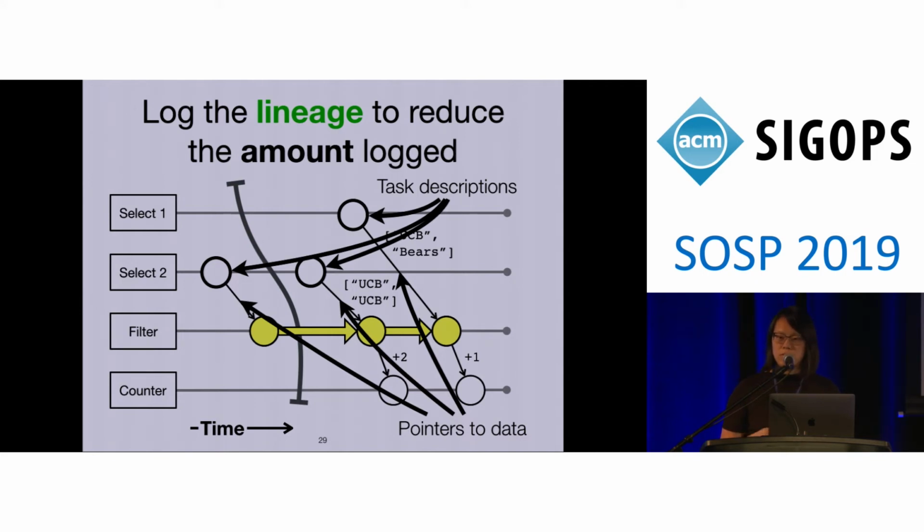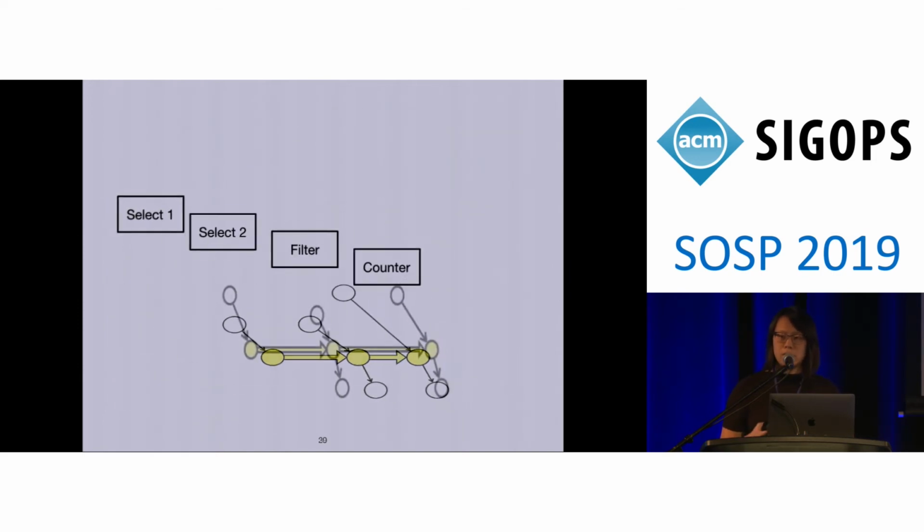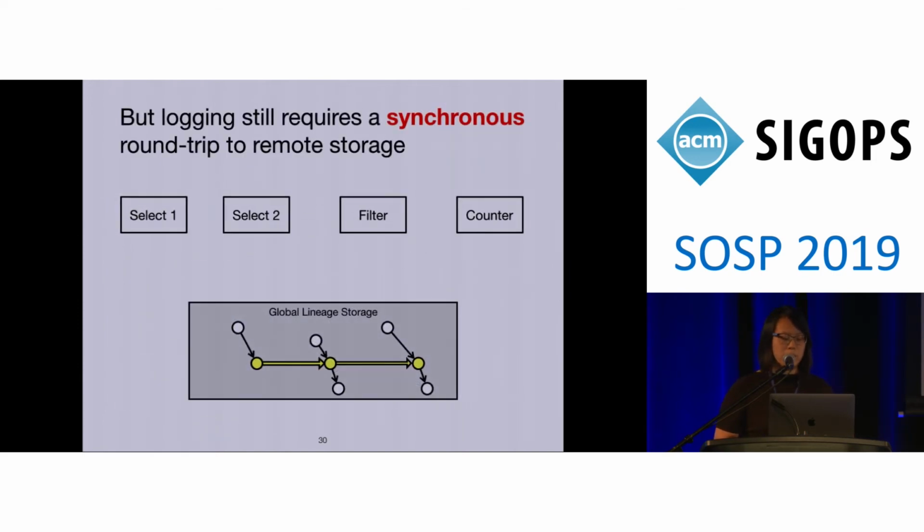So while this reduces the total amount of data that we have to log, unfortunately, logging can still be expensive in low latency data processing systems. And that's because it still requires a synchronous round trip on the critical path of execution. And basically, this is because we have to actually make sure that the lineage will survive across any process failures. So we can see that here, where if we want to send a task from the select one operator to the filter operator, we have to first write it persistently to the global lineage store, which must be on a remote node, and then wait for the acknowledgement before we can send it to the filter operator to be executed.